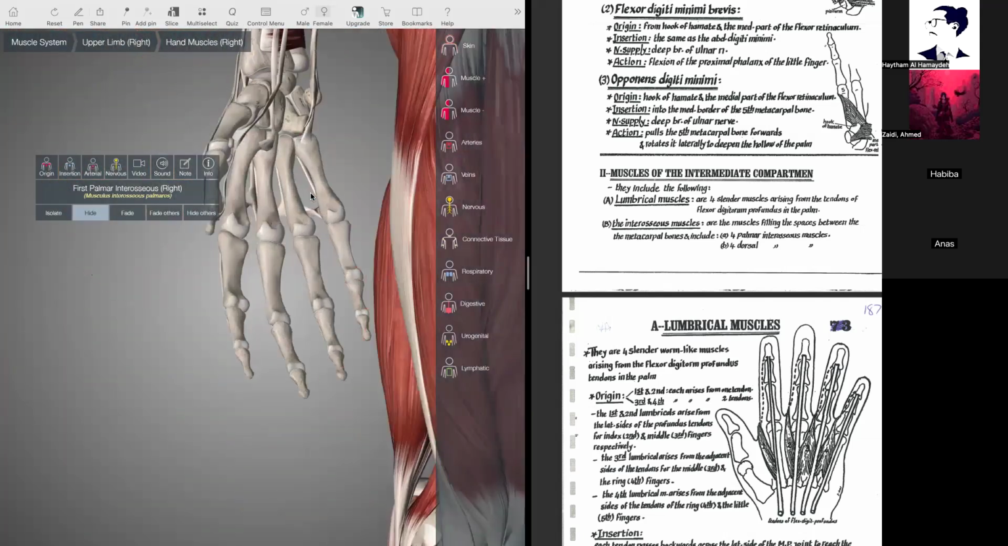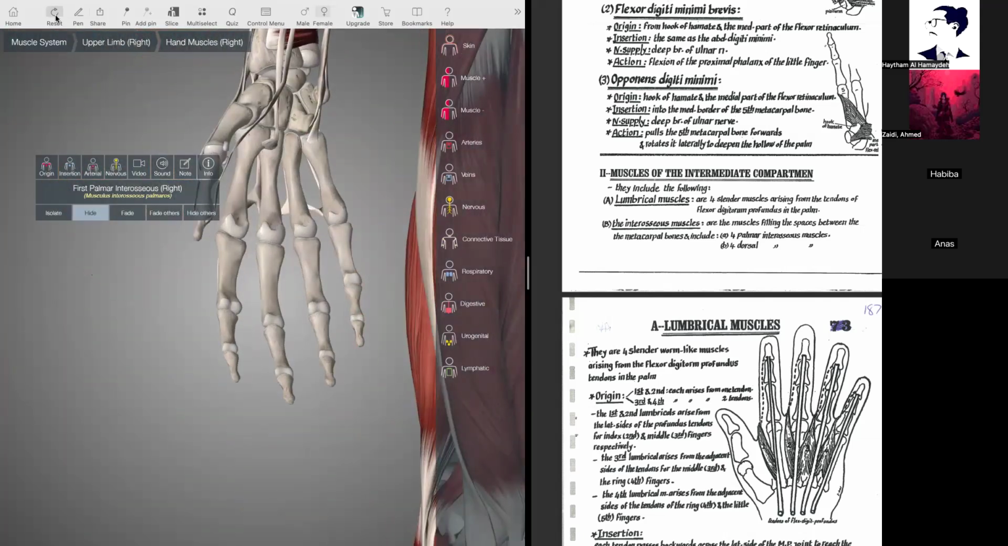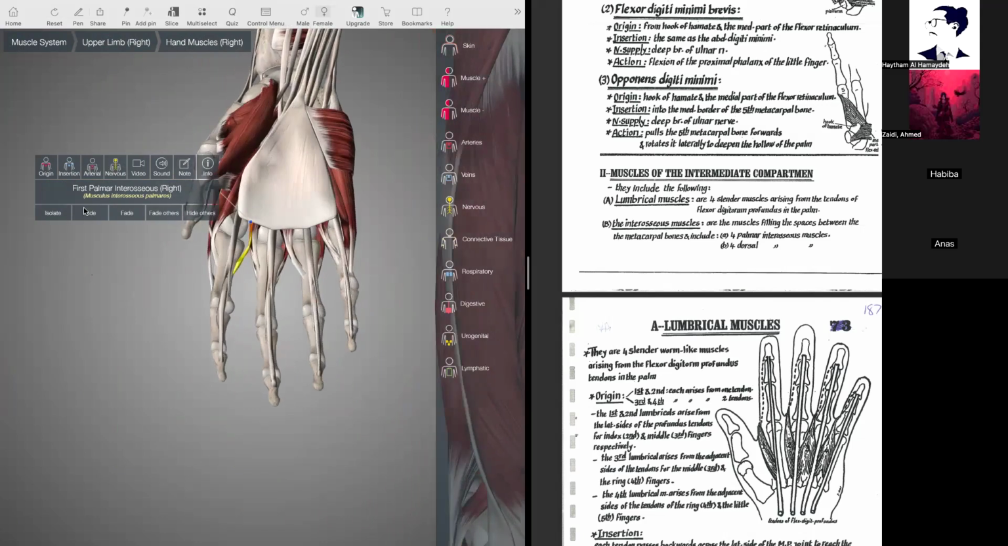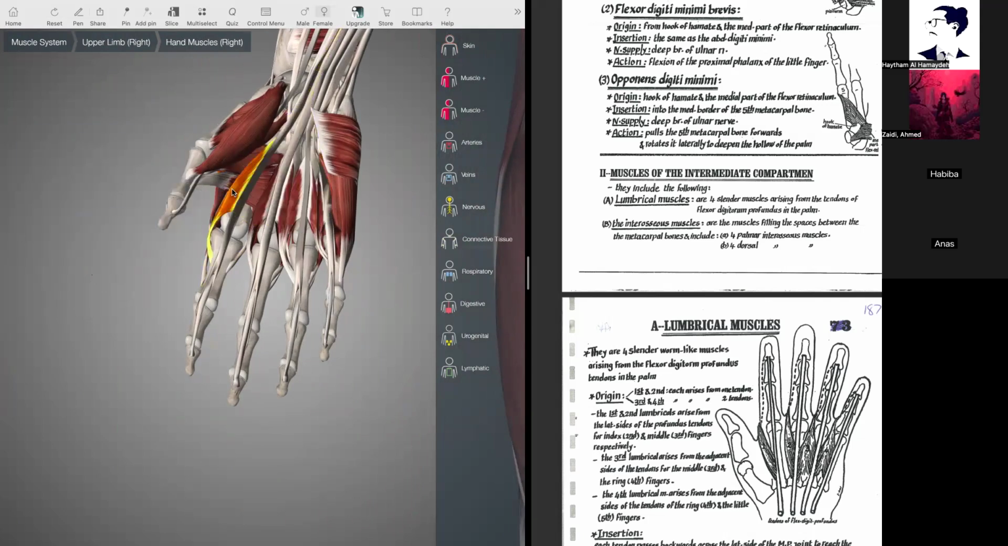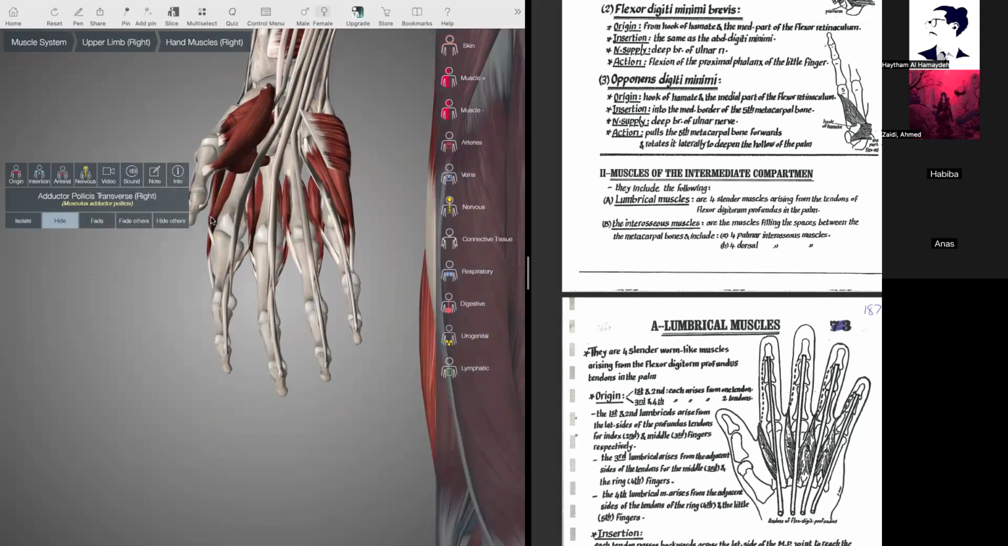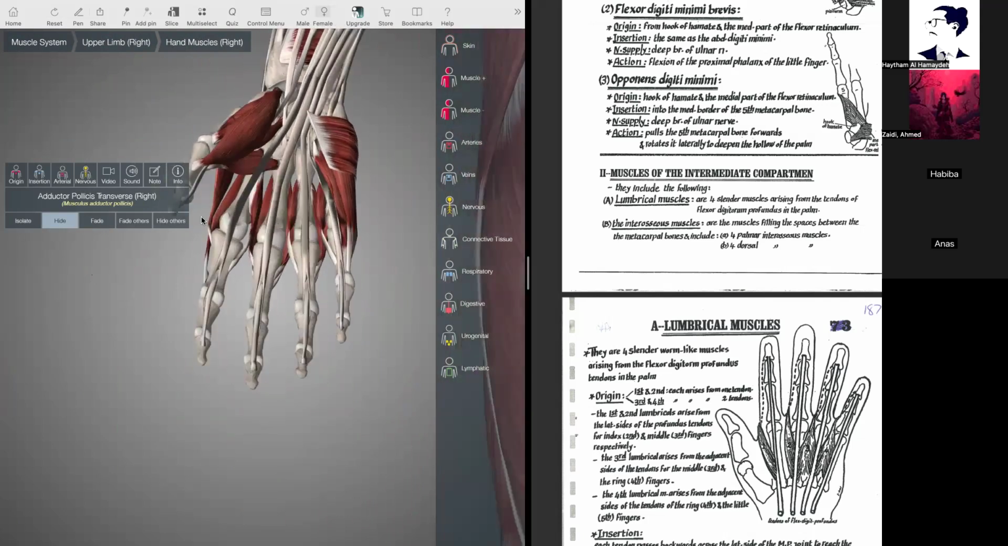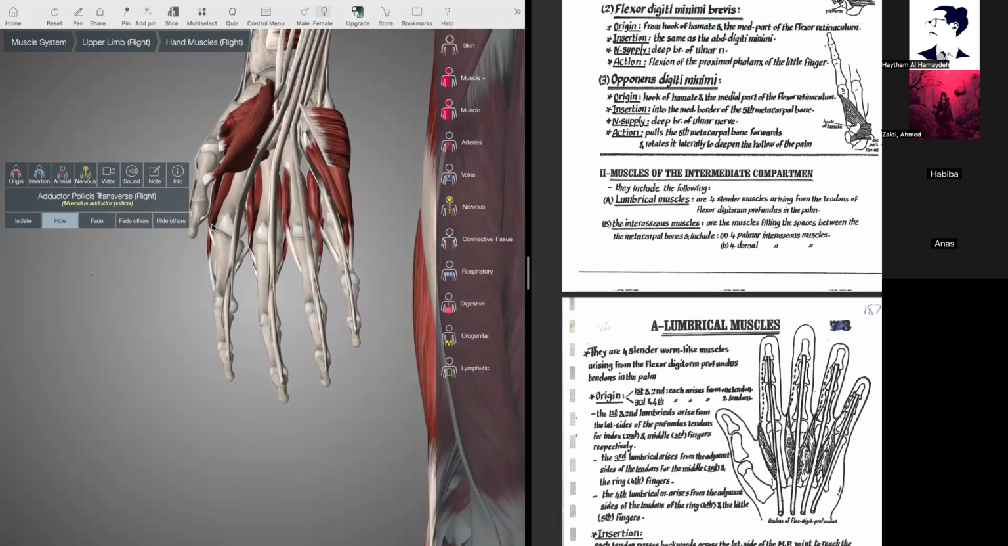Did you say 3 palmar and 4 dorsal? It's 4-4, but I don't think the animation shows it. Let me see if I can find them here. No, that's lumbricals. That's not it. Yes, it shows here that there is 3 and 4, but just remember it's 4-4.